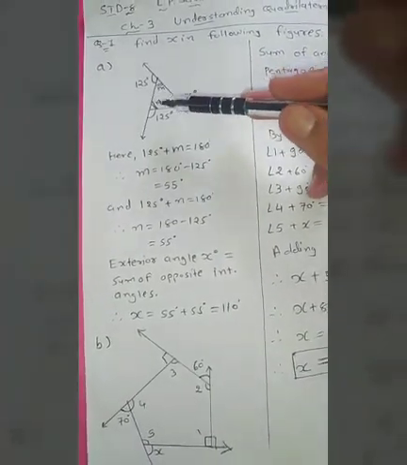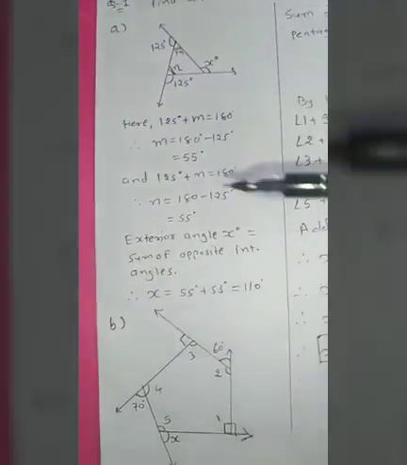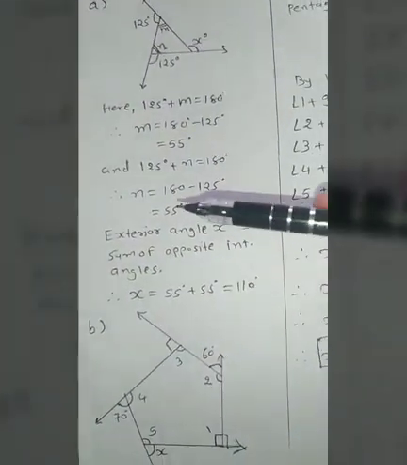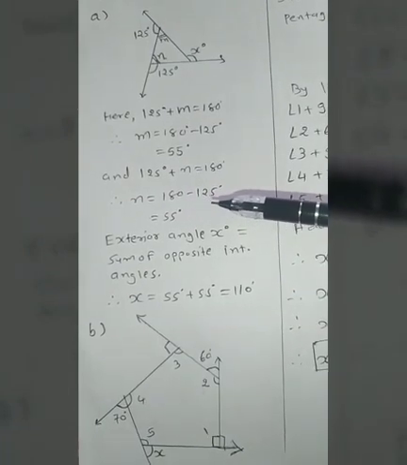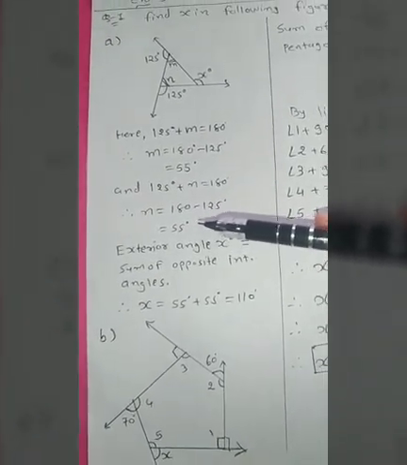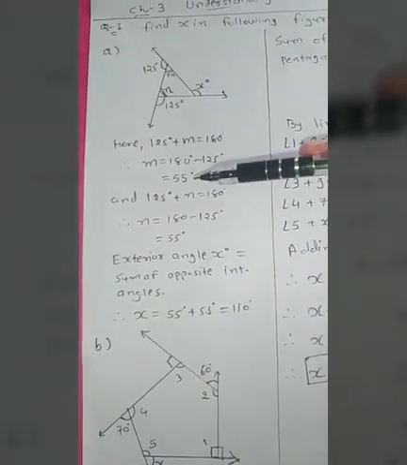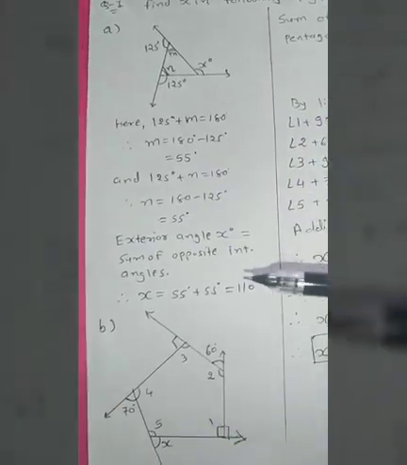Then next, 125 plus n gives 180. These two are also exterior and interior angles. In this way, we can find n is equal to 180 minus 125, which is 55. So I found that m and n are 55 and 55.